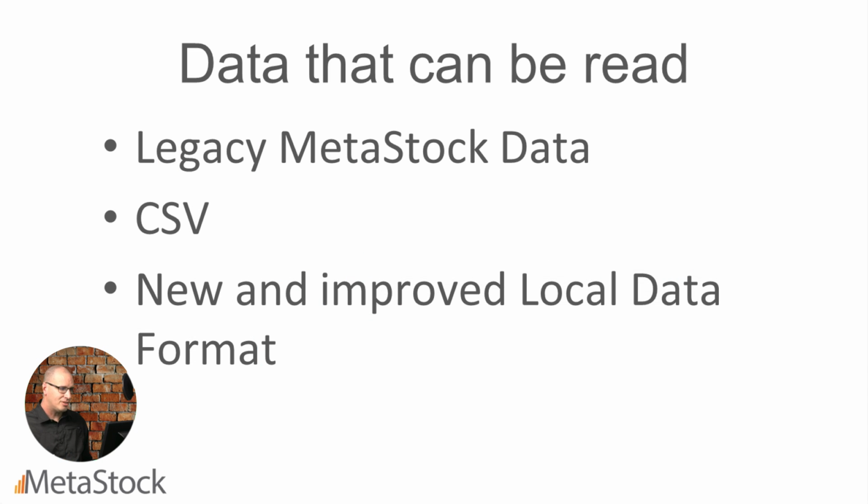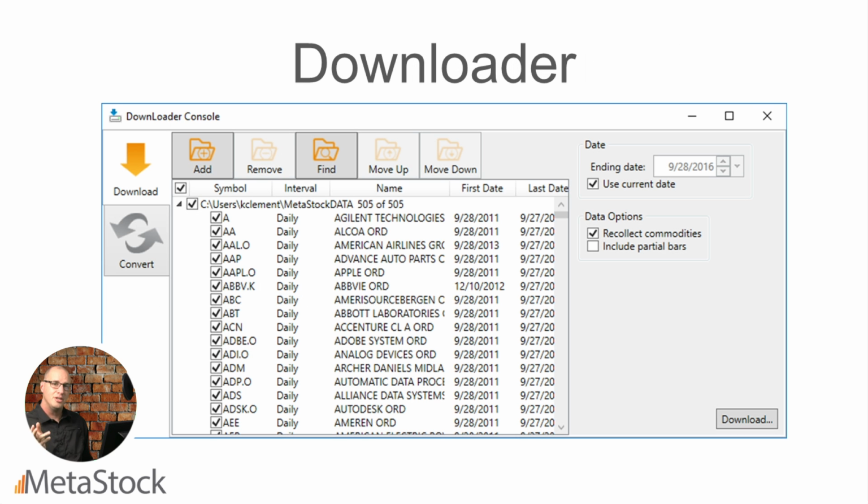Next, let's just talk about the downloader for just a few moments. So the downloader is going to let you use and work with that legacy MetaStock data, CSV, and the new and improved local file format. Now the new downloader will let you download inside that new MetaStock file format, and you can also convert CSV and the legacy file format into the new file format in the downloader.